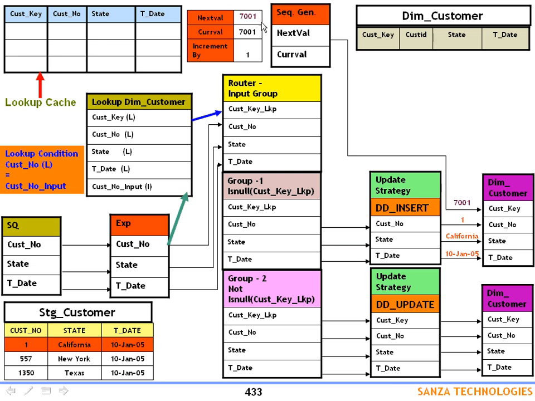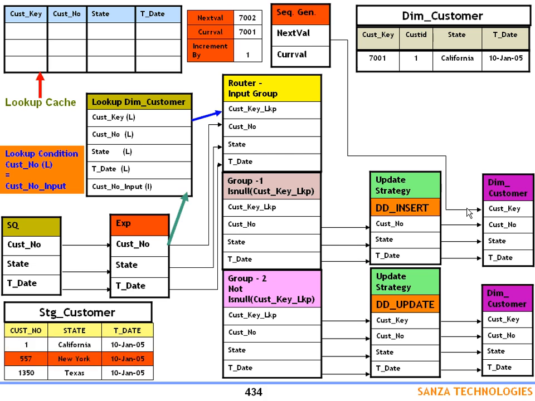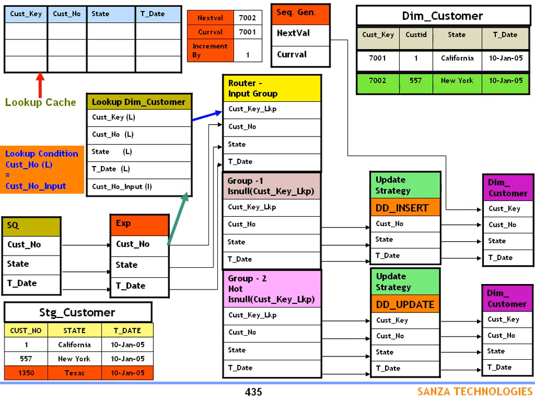So that record goes out. Then from the next value, you get the sequence number inserted into the dimension customer table. The second record comes in, 557, and scans the cache. The record does not exist, so it returns a null value for that 557, goes into the router, and tests the condition: is null customer key lookup. Then it will insert along with the new sequence number.